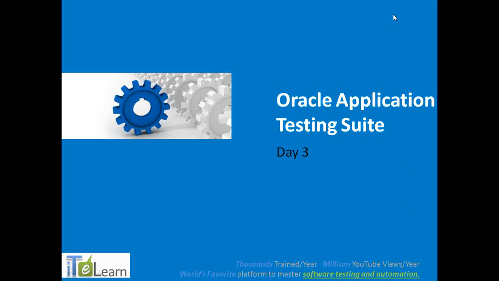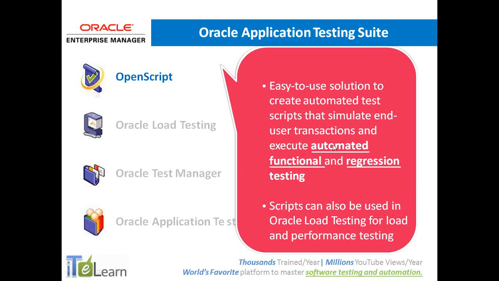Now, in the previous sessions, we have understood that OpenScript is one of the functional testing tools which can be used for automation of functionalities and for regression testing. We also understood what the challenges in regression testing are. To overcome that, we discussed the different components of OATS, and henceforth we call Oracle Application Testing Suite as OATS.